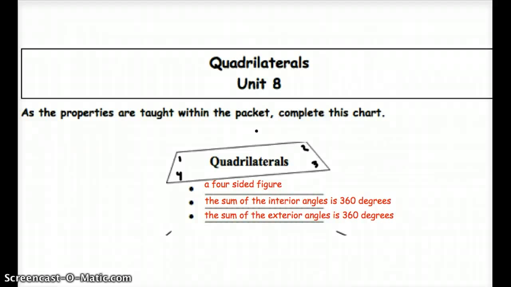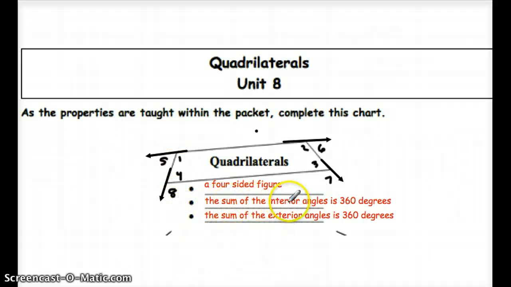So what that means is if I were to extend each segment that makes up this quadrilateral, just going to bring these in here, and I was to extend the segments like that, then angle 5 plus angle 6 plus angle 7 plus angle 8 would also add up to 360 degrees.